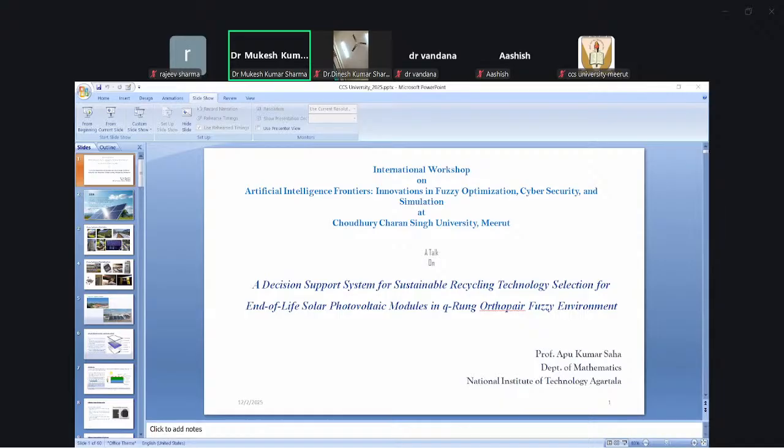Now the lifespan of an SPVM, a solar photovoltaic module, is 25 to 30 years. The amount of waste volume will reach nearly 13.5 to 20 million tons in China, 7.5 to 10 million tons in the US, 6.5 to 7.5 million tons in Japan, more than 4 million tons in Germany, and nearly 4.5 to 7.5 million tons in India by 2026.